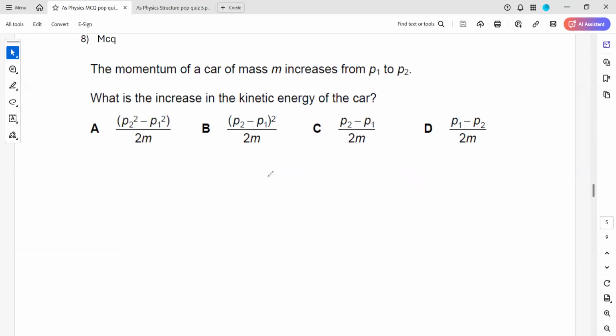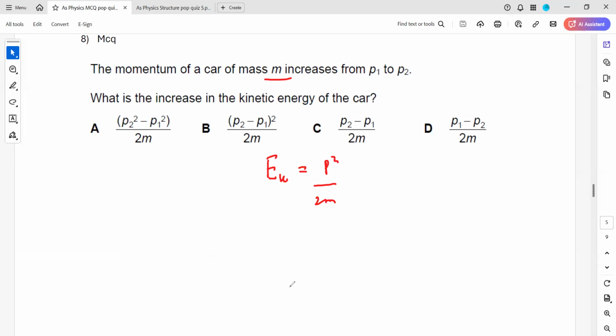So in short, the relation between the kinetic energy and the momentum is that momentum square divided by 2m is equal to kinetic energy. So, a car of mass m increases from P1 momentum to P2. What is the increase in the kinetic energy?